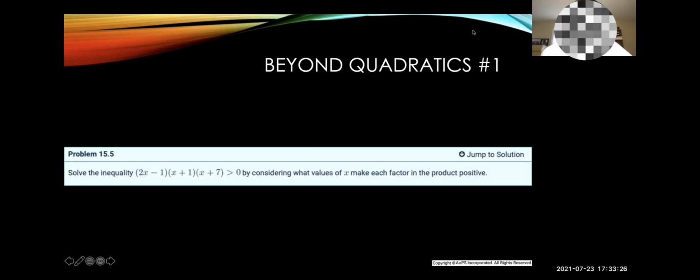So now we're going to do a little bit of extensions and harder problems. We're going to do a few harder problems and extensions on what we just learned. So for problem 15.5, solve this inequality and then consider what values of x make each factor in the product positive. This one's a little tough, so I'll give you guys 7 minutes. So at 7:40, we'll go through.